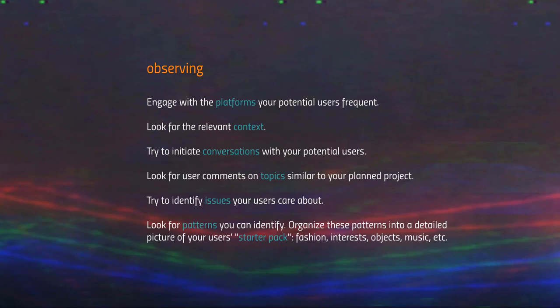Look for links, associative links between things like fashion, various objects, music, interests, clothing, patterns of behavior, patterns of thought. They allow you to populate a detailed frame of reference for your audience, using which you can identify opportunities where your content can fit.